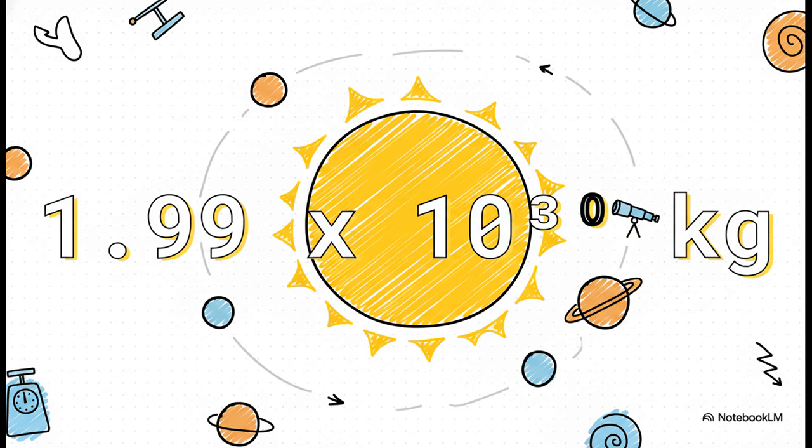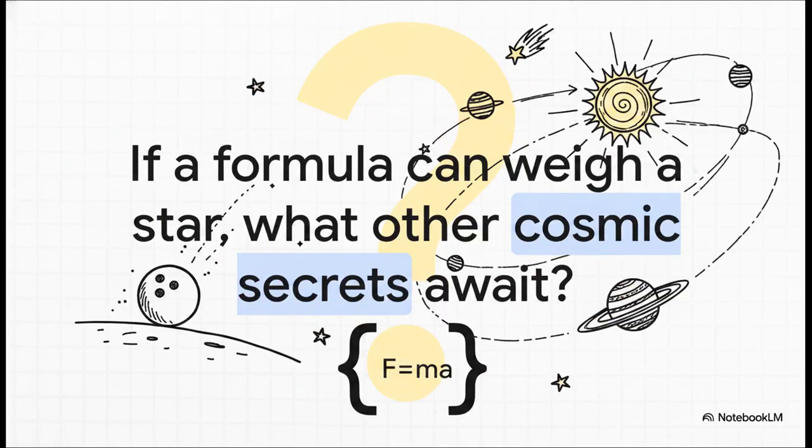We figured out the mass of our star with incredible accuracy, and we never had to leave our own little planet to do it. And that just goes to show you the power of a single universal rule. It connects everything, from a simple bowling ball on Earth all the way to the fiery heart of our solar system. It really makes you wonder, doesn't it? If one elegant formula can weigh a star, what other incredible cosmic secrets are just sitting out there, waiting for us to find them?